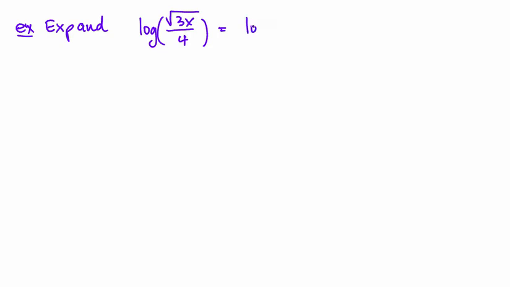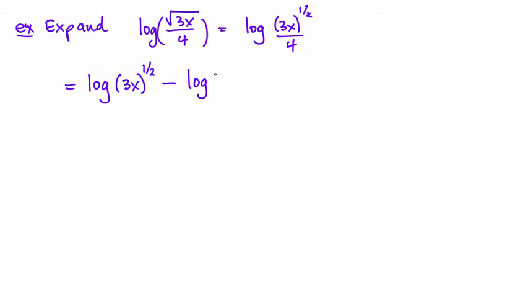So let's take a look at this example, where our instructions are to expand this log, which is all put together, which is log root 3x over 4. And to expand this, let me think about this as log of the 3x to the 1/2, all divided by 4. And let's start using some of the rules to break this apart. Well, the division of these things can be rewritten. So this is log of 3x to the 1/2 minus log of 4, and it's all base 10.